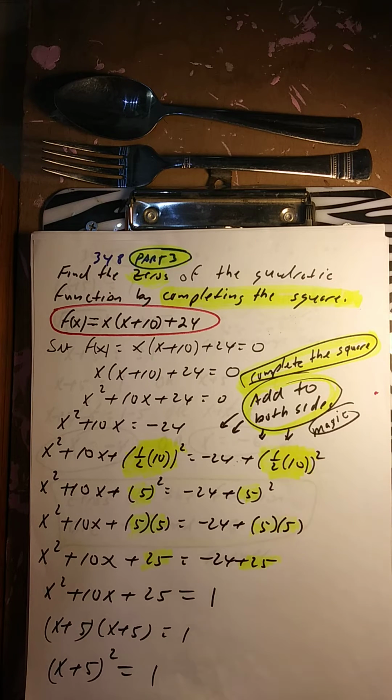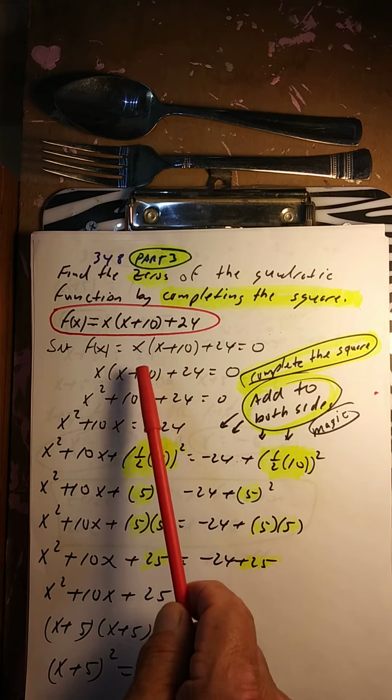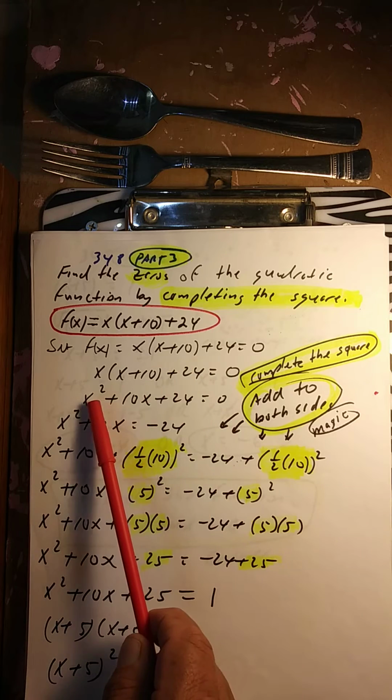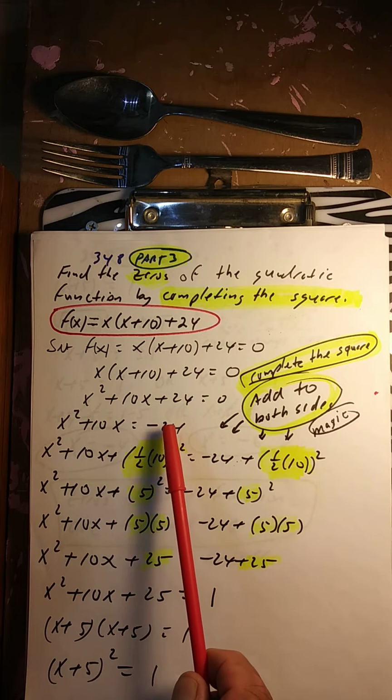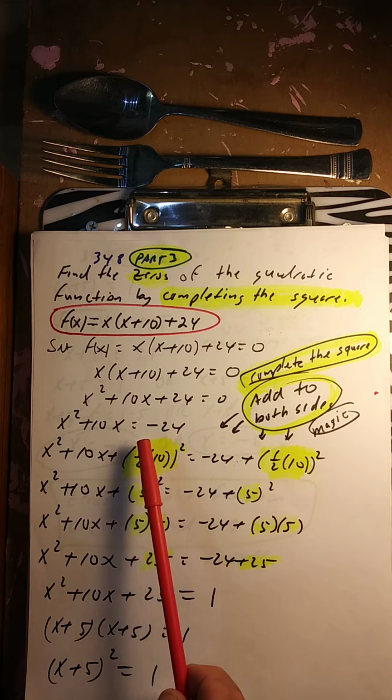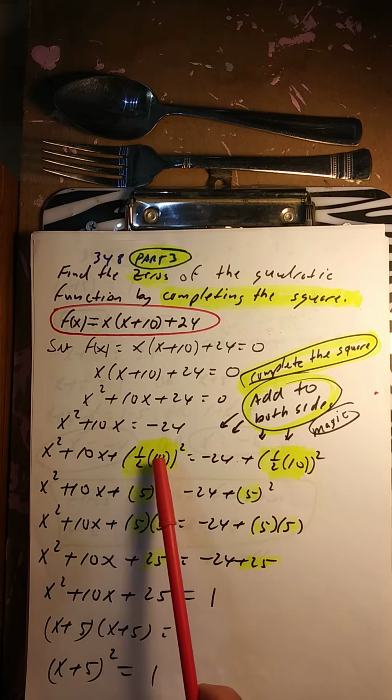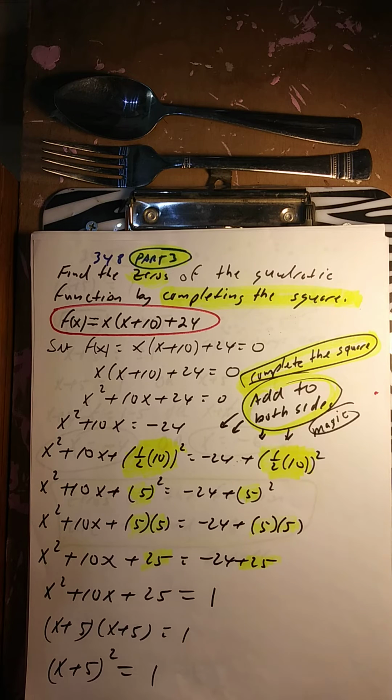Part 3. Find the zeros of the quadratic function by completing the square. Oh, the tough way, huh? That's fine. Same problem. Set it up: x squared plus 10x plus 24 equals 0. So now rewrite. Remember how we did this? We put the 24 over here, negative 24. And then we add to both sides one half of the 10, squared, to the left side and to the right side. Let me highlight that a little bit.